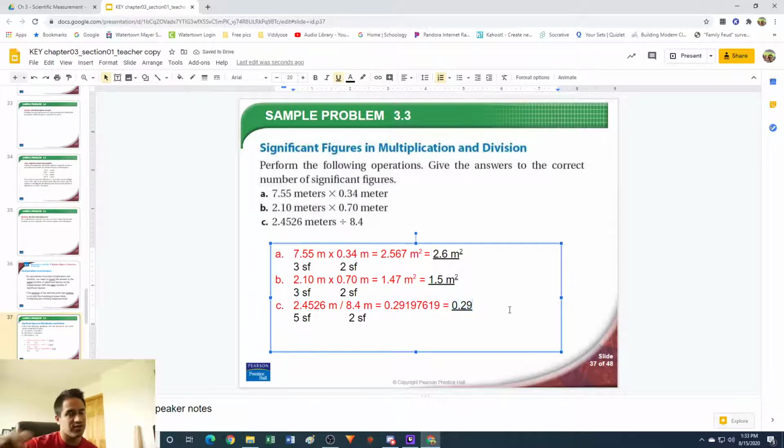Okay, 2 sig figs. Also, there'll be no unit on this one because we have a number in meters. Oh, I'm sorry, this did not have meters, so there should be a unit. This should just be meters, 0.29 meters. Disregard what I was about to say. So anyway, there we go. Okay, that's how we round.